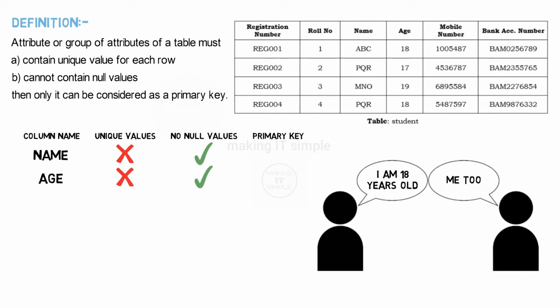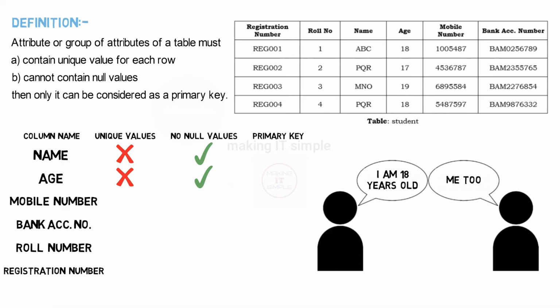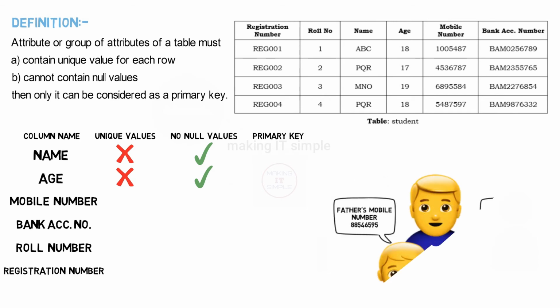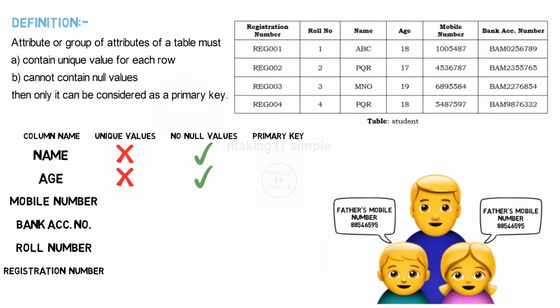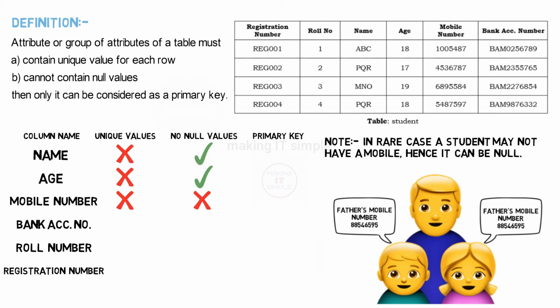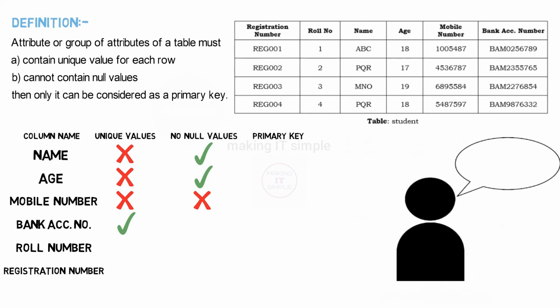Now the other four attributes are mobile number, bank account number, roll number and registration number. Let's check these. Mobile number can be unique, but there can be some scenarios, like two siblings can give their parents' mobile number which can be the same. So in this scenario, data will not remain unique. So mobile number cannot be a primary key. Bank account number can also be unique. You cannot find the same account number of two accounts of any bank. But in this case there can be a scenario where the student does not have a bank account. According to rules, a primary key attribute cannot contain null values. So this option is also invalid.